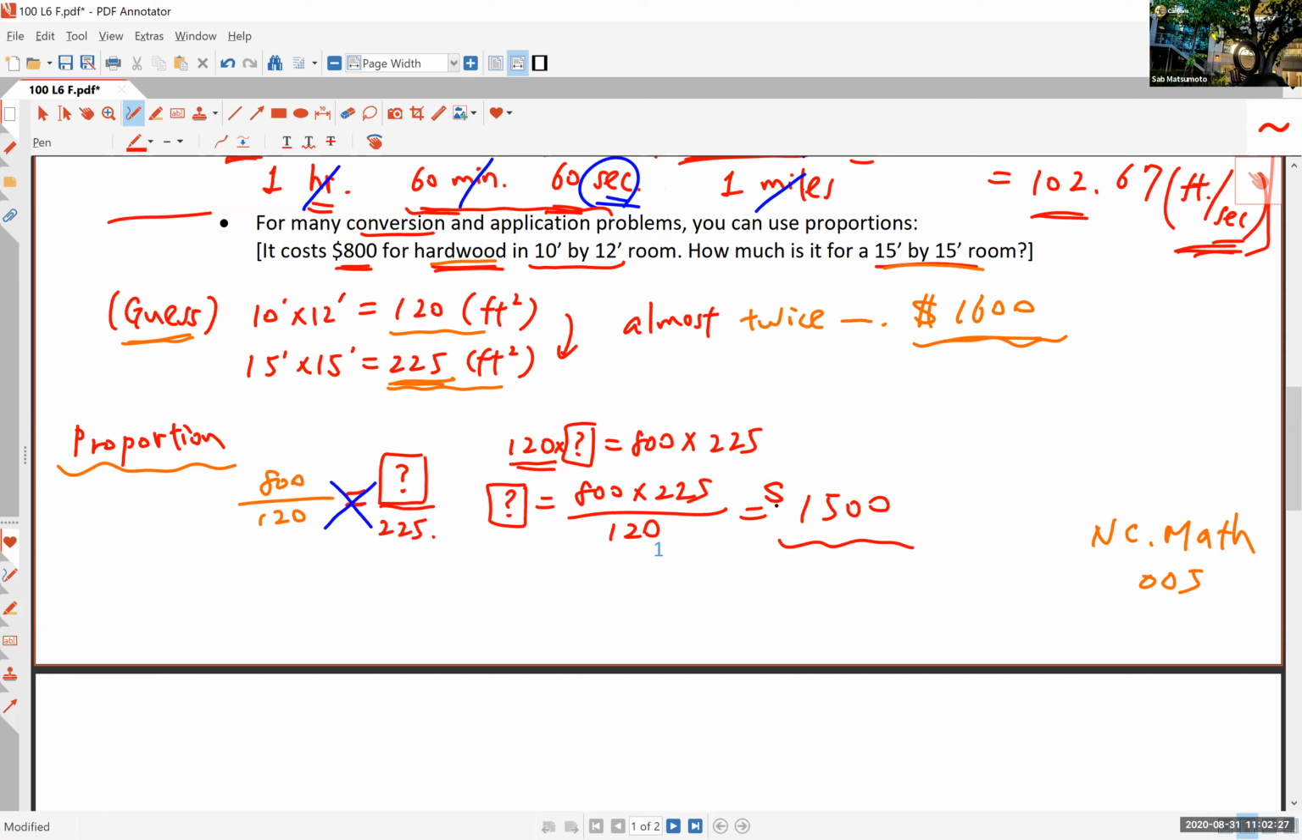Does it sound reasonable? Yeah, because it's very close to our guess, which was a little less than 1,600, right? So that was a good guess, and the answer is 1,500. Now you will be doing a calculation like this quite often in the exercises from these sections that are covered by this lesson.